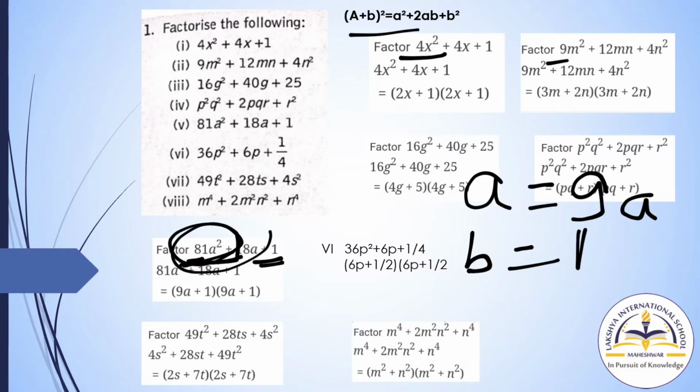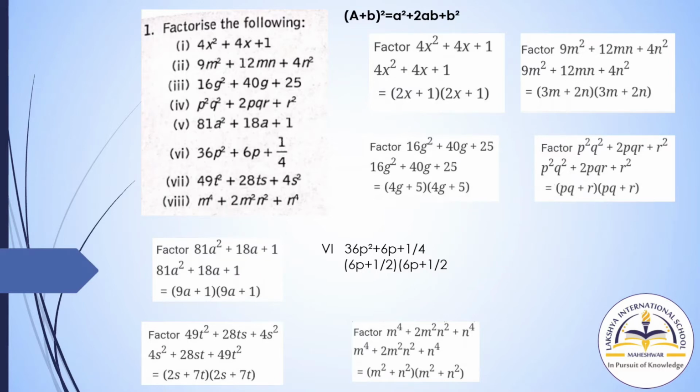In the previous equations it was x square and m square, it means there was the variable x and the variable m. In place of that, here it is a. So a equals 9a and b equals 1. It means the terms will be (9a plus 1) and (9a plus 1). Now on the basis of this question you have to solve the other questions.